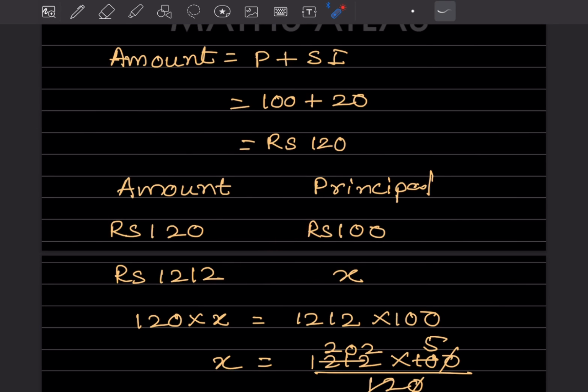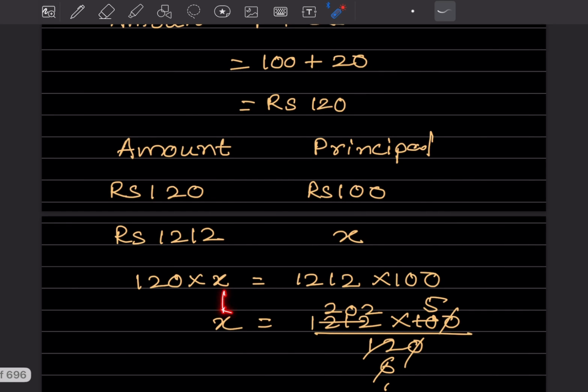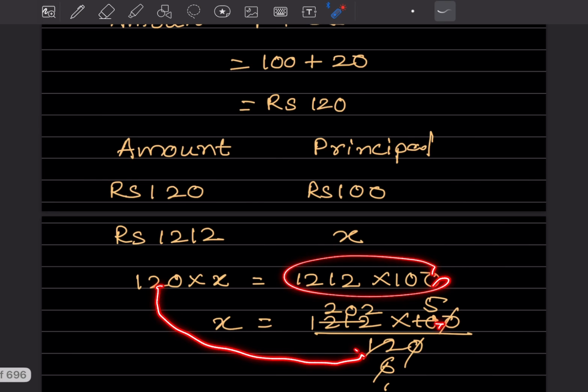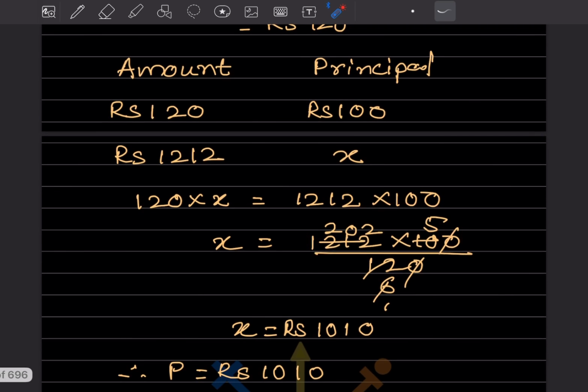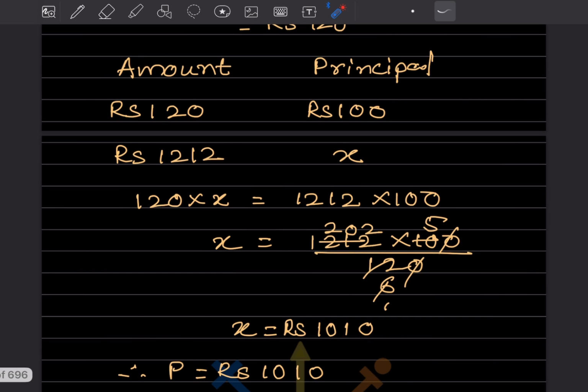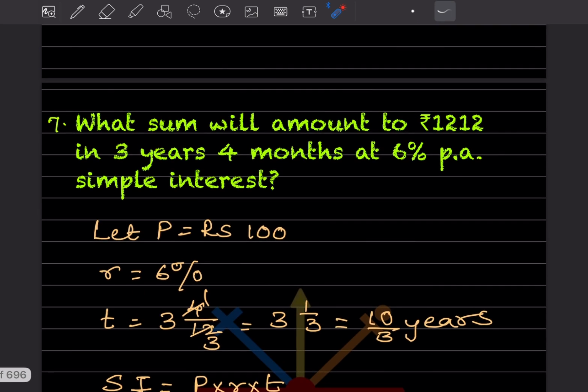Now this will be 120 into x when you cross multiply, and this will go on the right hand side. So x is going to be the same, and this will go on the other side, in the denominator. After simplifying this, you get 1010 rupees. So x, that is the principal here. So principal is rupees 1010. That is what they have asked for, the sum.